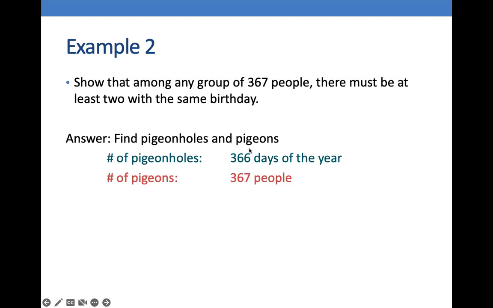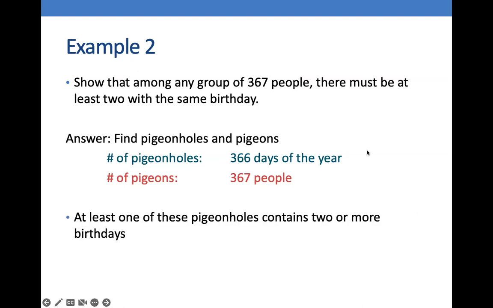So we can interpret the 366 days of the year as the pigeonholes, and the number of pigeons will be the 367 people. So what we can say here is that the pigeons will be interpreted as the objects or numbers, and the properties will be the birthdays or the pigeonholes. Okay, so how can we use the pigeonhole principle?